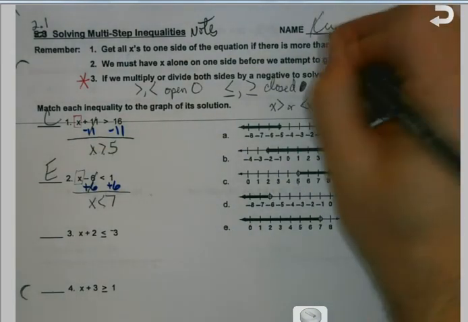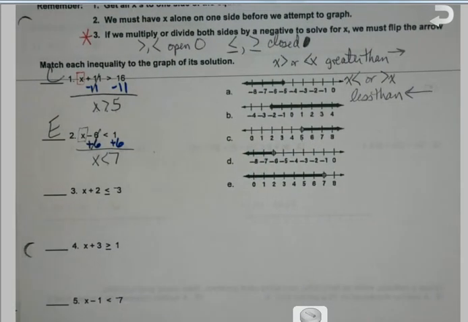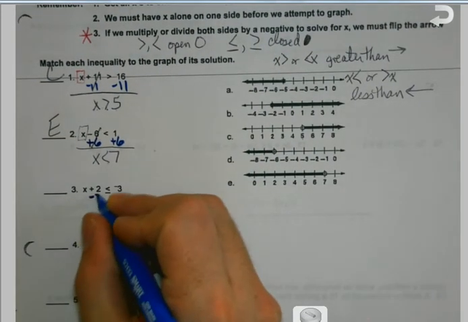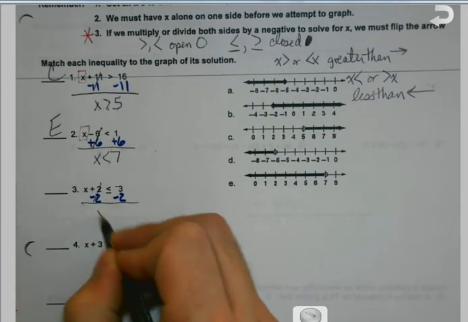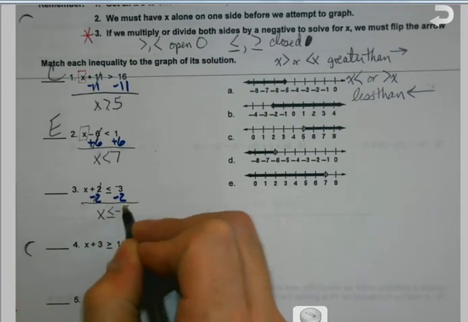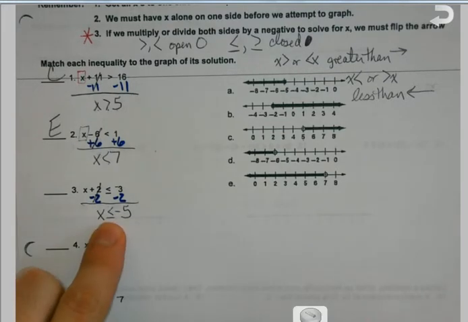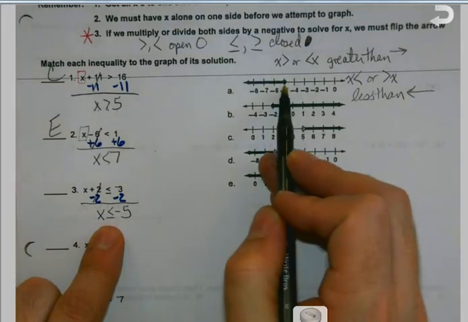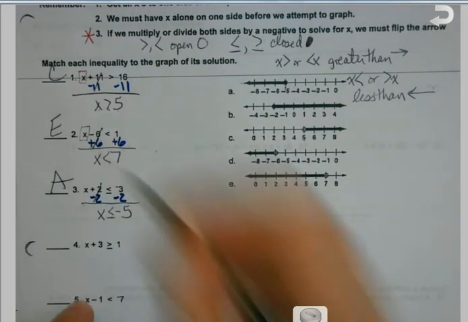So whenever I'm doing these, all I really have to pay attention to is the one step to undo what's with x. So let's see. Is my dot going to be open or closed on this one? Open, closed. Closed, because it's got the or equal to, and it's A because it's closed on -5, and less than goes to the left. Nicely done.